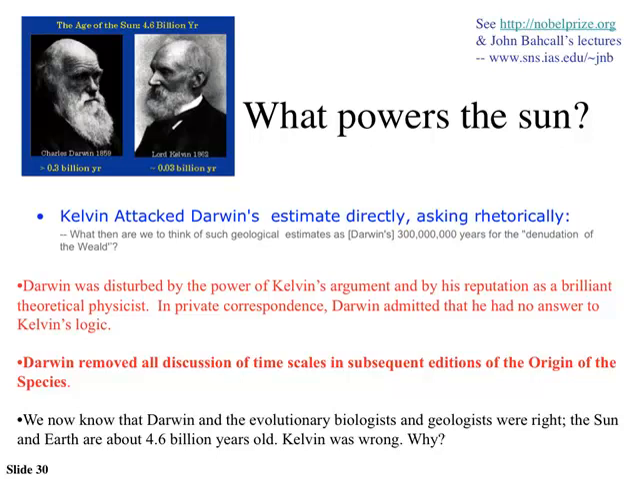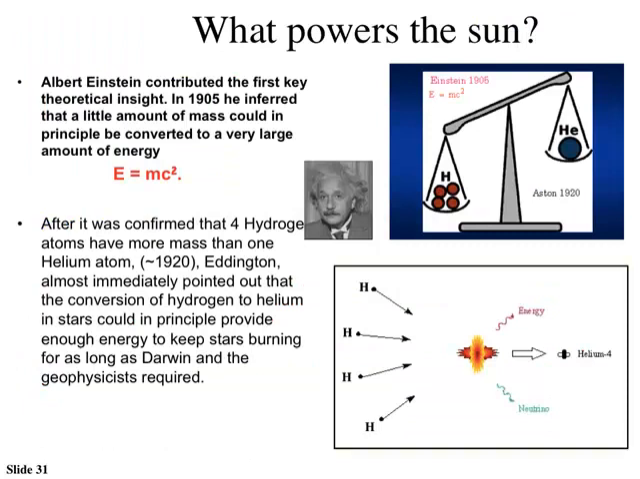Well, gravity does not power the sun. Kelvin assumed that gravity was powering the sun, but that's not what makes the sun shine. The thing that makes the sun shine is E equals mc squared. So this is Einstein. In 1905, Einstein wrote down this equation that you've probably seen.